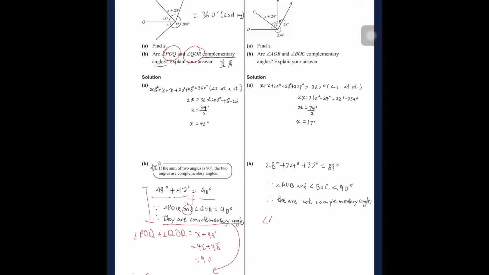So, similar approach: angle AOB plus angle BOC. So 28 degrees plus x plus 24 degrees. So 28 degrees plus 37 plus 24, that should be 89 degrees. Hmm, it should equal 90. So they are complementary angles. I will express it in this format, which is a much clearer format for the markers.